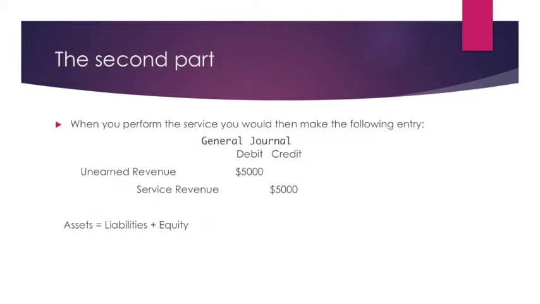The second part of this transaction would be in the next period to show the earning of this revenue, in which you would credit service revenue as an equity account, whilst debiting unearned revenue to erase the liability.